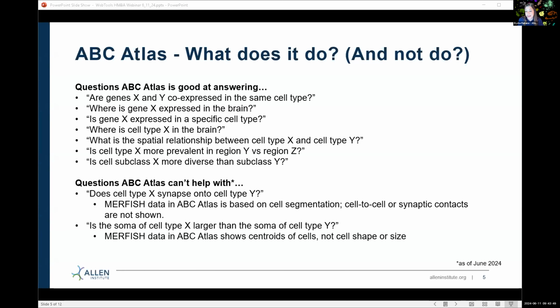Some questions that ABC Atlas isn't great at yet. It does not show the morphology of the cells, and it does not show the synaptic connections. So we have other tools that let you explore that. Cell type knowledge explorer is good for exploring that, and it doesn't show you in quite the same way. Again, is the soma of cell type X larger than some of cell type Y? That type of morphological data is not shown.